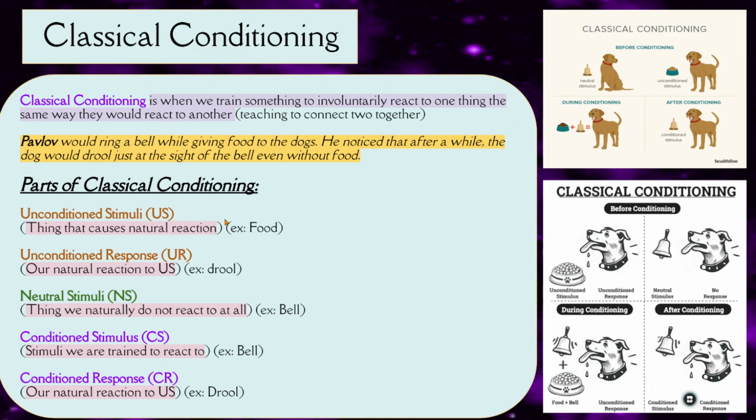But first thing is unconditioned stimulus. An unconditioned stimulus is the thing that you naturally react to. So for the dog, naturally, without any training, its instincts cause it to react with drooling to the sight of food. The unconditioned stimulus would be food. You don't have to train a dog to drool, it just drools when it sees food.